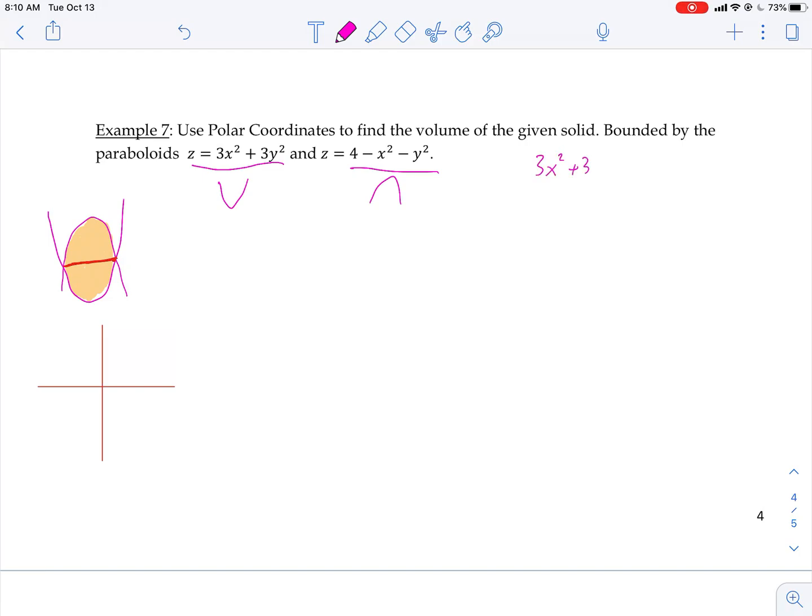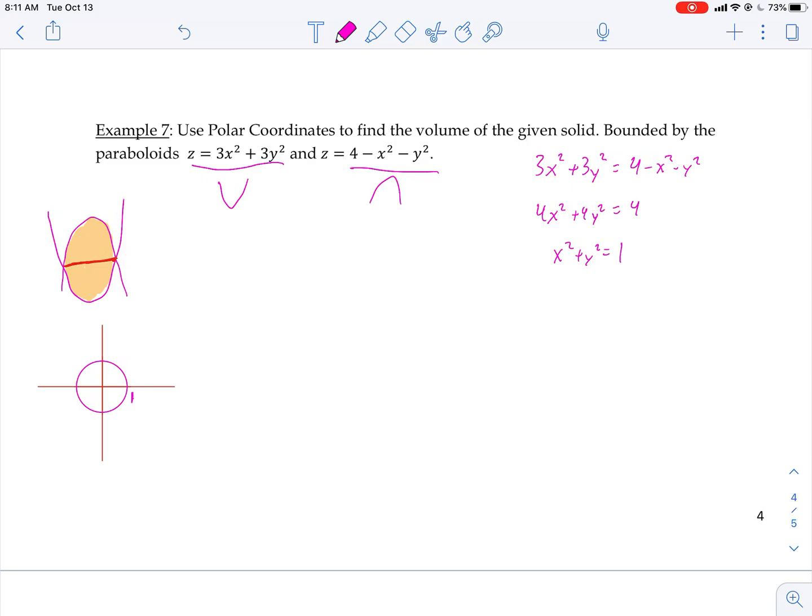So I'm going to set the two equal to each other. I get 3x squared plus 3y squared equals, because they're both equal to z, 4 minus x squared minus y squared. To find their intersection, I'm going to add x squared and y squared over to the left side. I get 4x squared plus 4y squared equals 4. The 4's go away. I'm left with x squared plus y squared equals 1. So the intersection is going to be a circle with the radius of 1. That is nice.